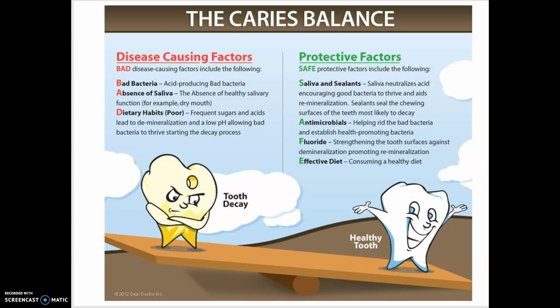This is a funny little cartoon showing what the disease-causing factors are, and these are the bad ones. So bad bacteria, absence of saliva, having a dry mouth, poor dietary habits, so eating lots of sugars and stuff like that. And then we have our protective factors, our safe factors. So saliva, making sure your mouth is adequately moistened. Sealants, going to the dentist and getting a filling if you need it. Antimicrobials, so gargling with mouthwash, using toothpaste. Again, fluoride, toothpaste, mouthwash, and in the water supply, and then of course an effective diet. So having a healthy diet that doesn't have a ton of sugars in it will help you prevent dental caries.